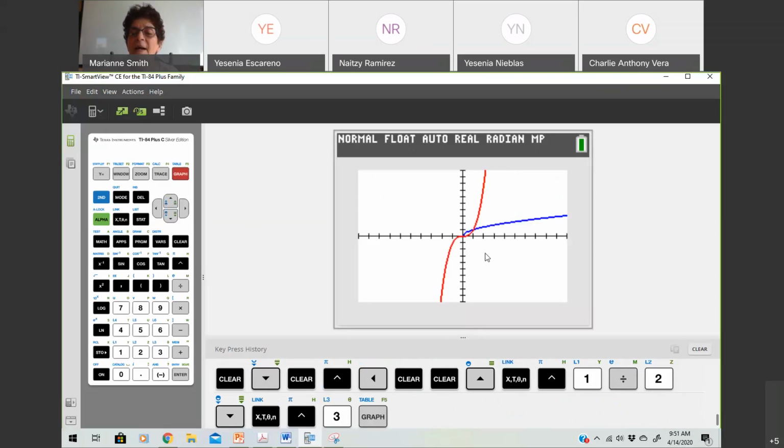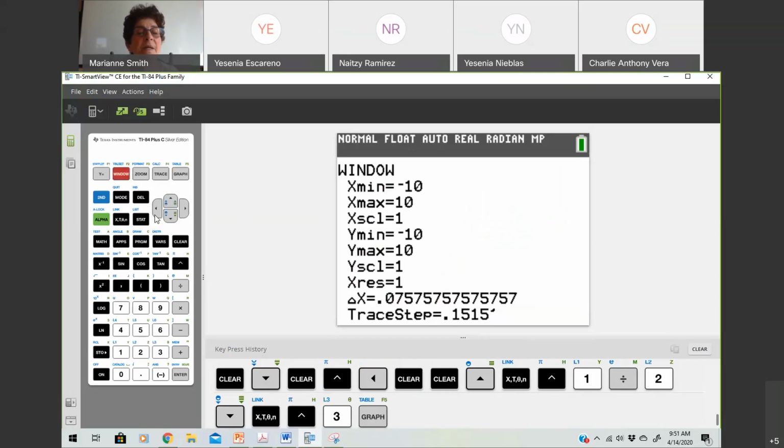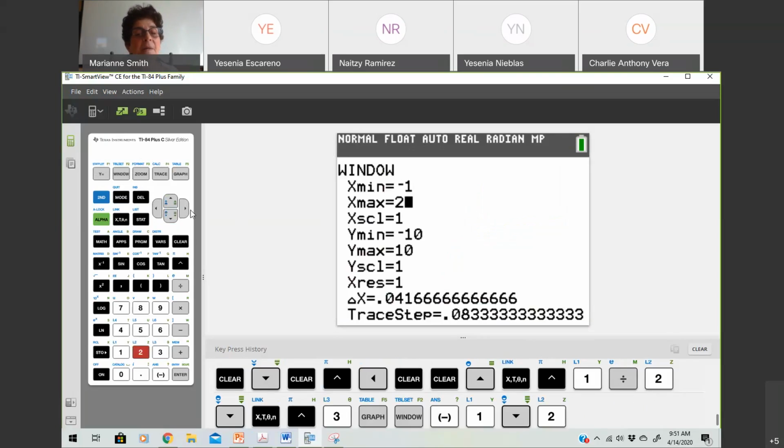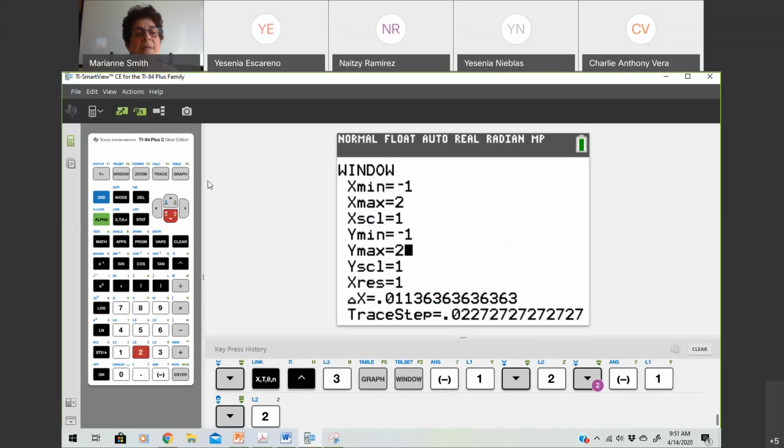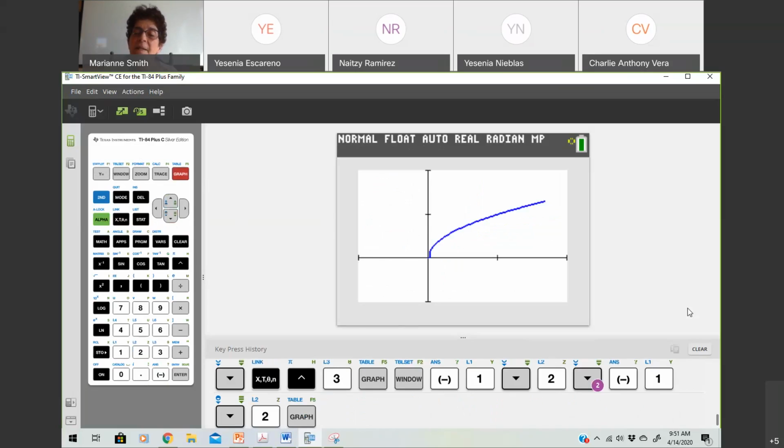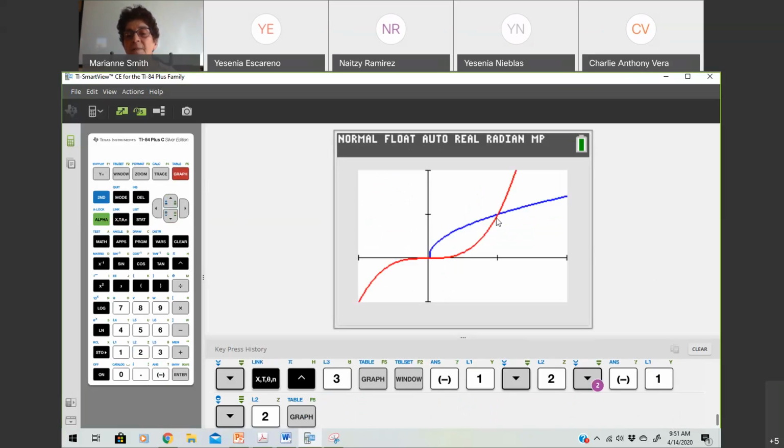So I'm going to change my graphing window to go from, how about -1 to 2? That should be interesting. Okay, so window on x is going to go from -1 to 2. Okay, and I'll have my y window go from -1 to 2. Okay, that should be a little more interesting. And now you can see the part I'm trying to find.